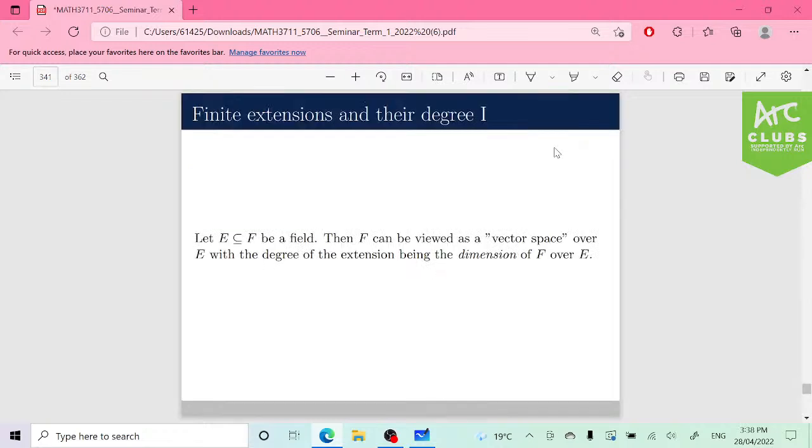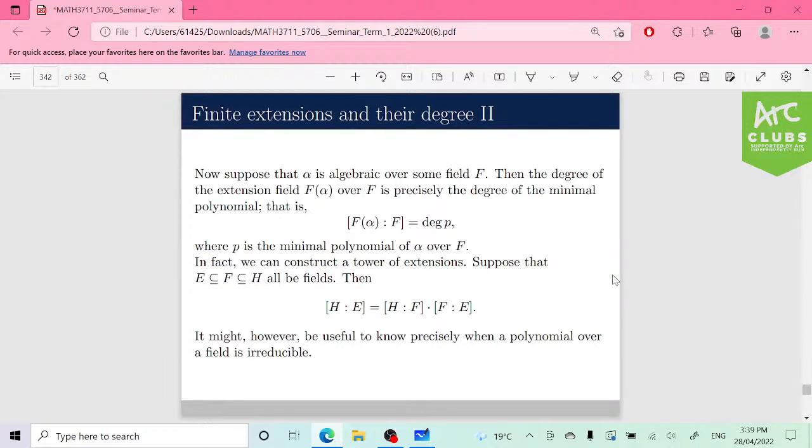Cool. Alright, so once we define an extension, we can start talking about the degree of their extensions as well. Let's take an extension, and we can view F as a vector space over E. The degree of the extension is precisely the dimension of F over E. So if we take some alpha which is algebraic, remember that algebraic really just means that we can construct a polynomial that is minimal.